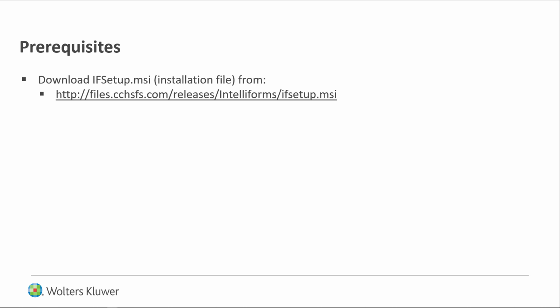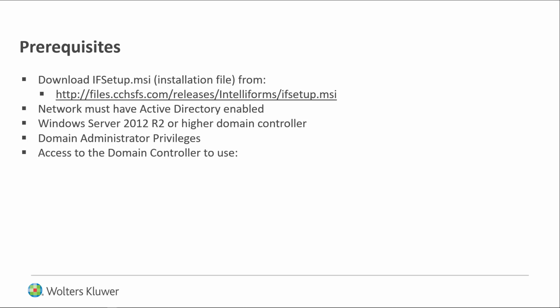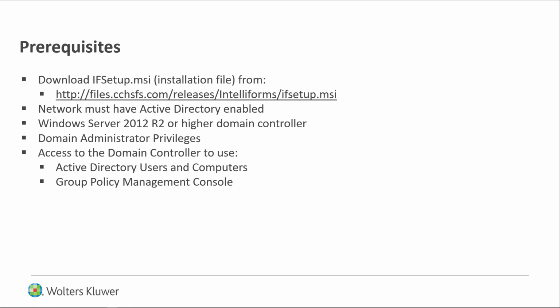Before continuing, make sure your environment meets the following prerequisites. Download ifsetup.msi, the installation file, from the address shown on your screen. The network must have Active Directory enabled. You must have a domain controller running Windows 2012 R2. You must be a domain administrator on the domain controller to use Active Directory users and computers, and Group Policy Management Console. There must be a network share to be used as the distribution point.